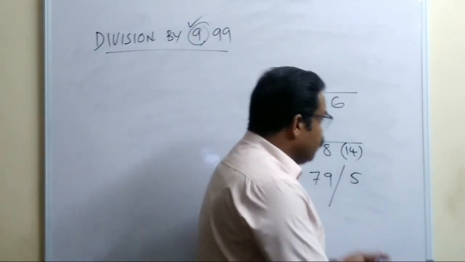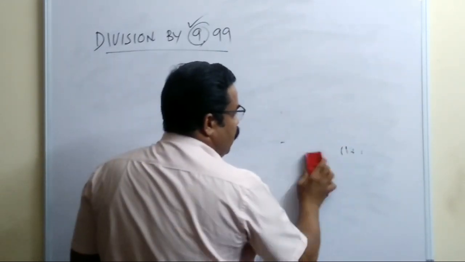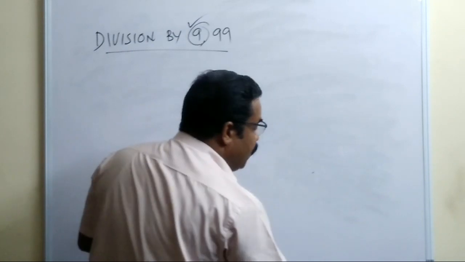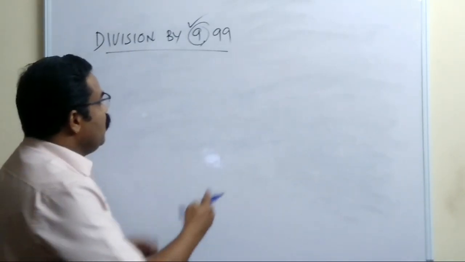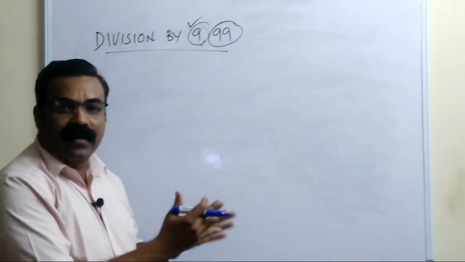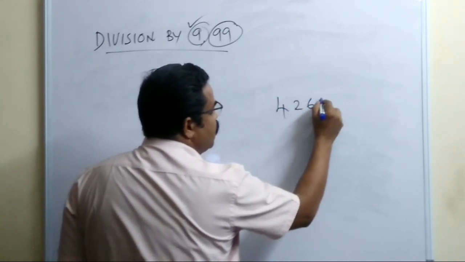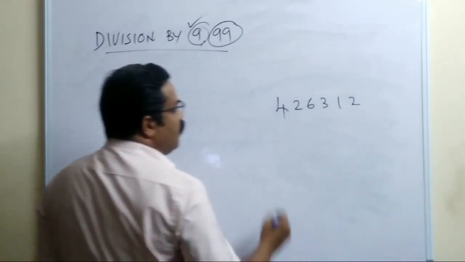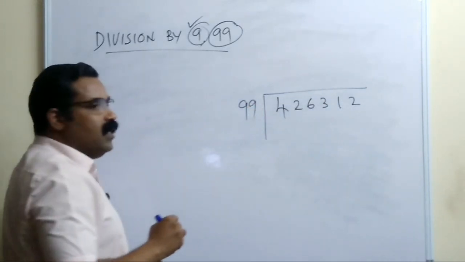Now let us see the division by 99. For dividing a number by 9, we have taken one digit at a time. If you want to divide a number by 99, you have to take two digits at a time. So we will be doing some pairing here. For example, 4, 2, 6, 3, 1, 2. This number you want to divide by 99.